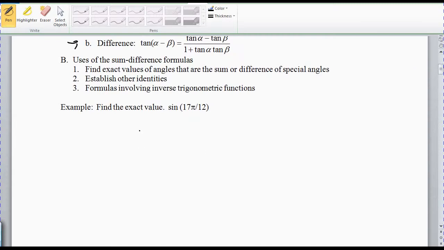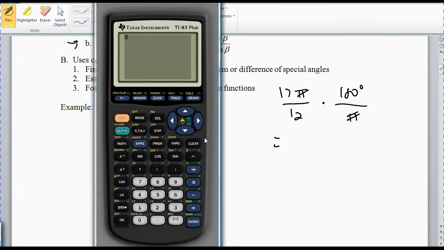Let's start with find the exact value of 17 pi over 12. Now if you're like me, you don't like working with pi or radians, so I'm going to convert this to degrees to see what we have. I'm going to times that by 180 degrees over pi. Pi's cancel. You can convert them to degrees pretty easily, but I'm just going to show all the work. When you do this, we get 255 degrees.